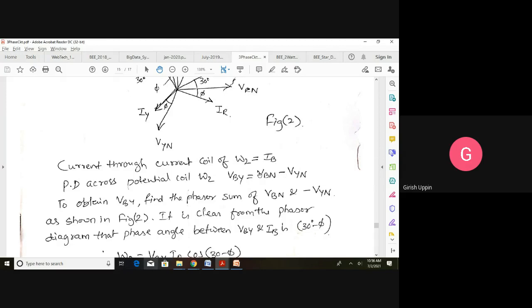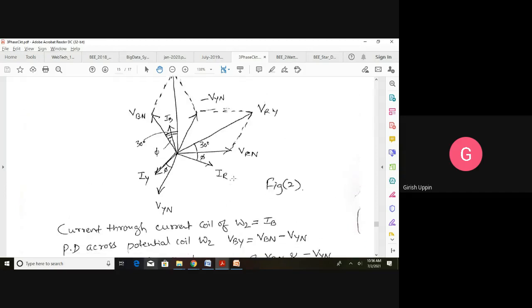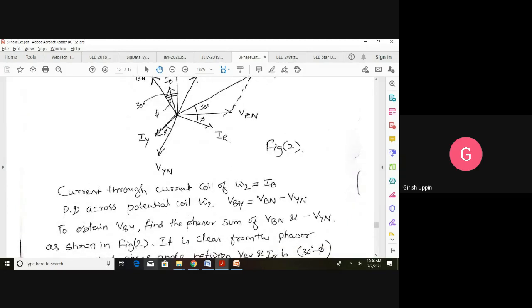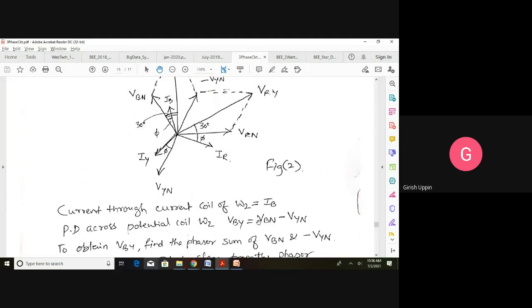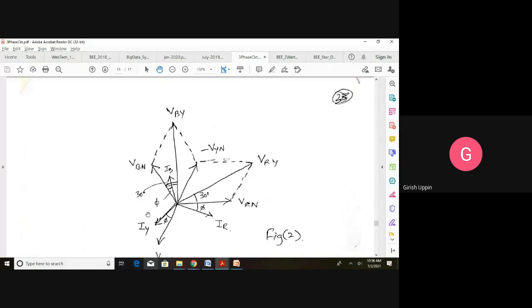Now I have to find the angle between IB and VBY. First we have to find VBY, right? VBY is the phasor sum of VBN and minus VYN. VBN is already here, and we have also drawn minus VYN. The phasor sum of VBN and minus VYN is nothing but VBY. So I will draw a line parallel to VBN and another parallel to minus VYN. Wherever they join, that is the line voltage VBY.